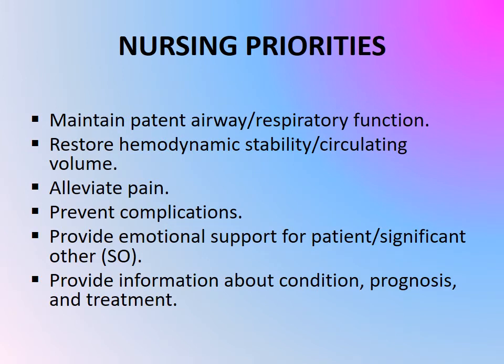Coming to the nursing priorities: maintain patent airway and respiratory function, restore hemodynamic stability, that is temperature, pulse, respiration and saturation. These are all the things we have to monitor. And alleviate pain, prevent complications, provide emotional support for the patient and significant others, and provide information about condition, prognosis and treatment.